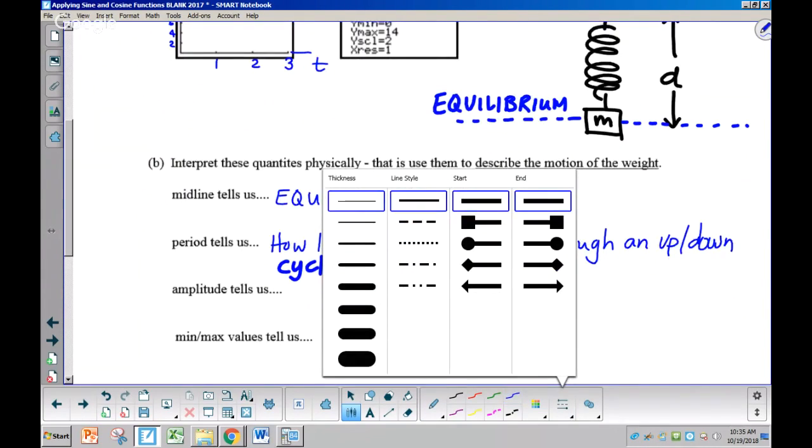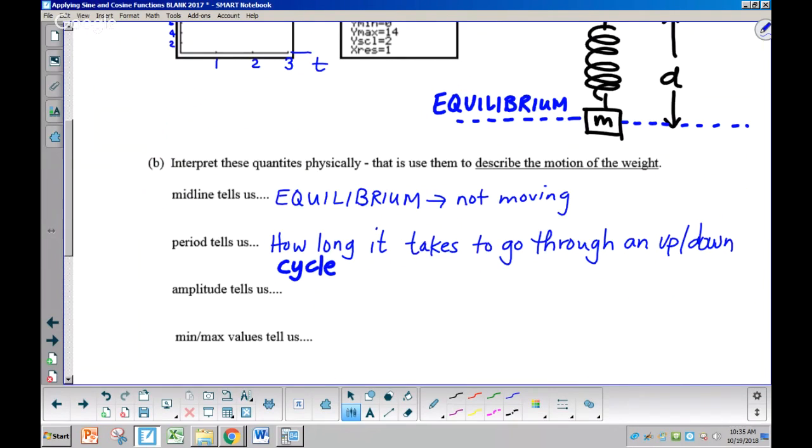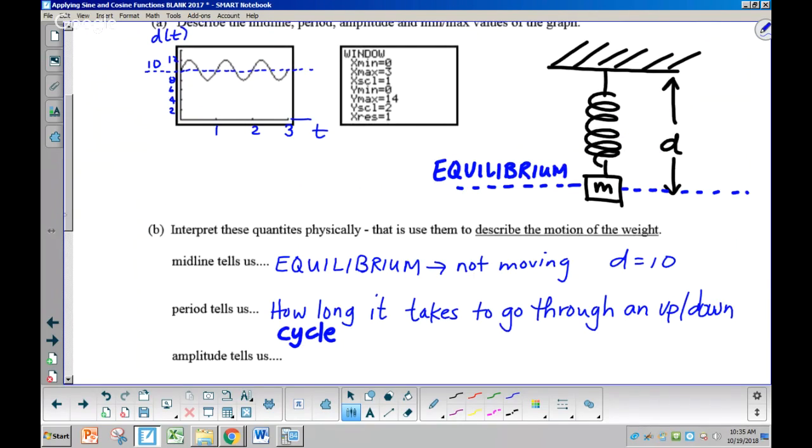So let's go back to what the midline says. The midline says it's equilibrium and it's not moving. In this case, equilibrium is d equals 10. The period tells us how long it takes to go through an up-down cycle. Mercifully, I was able to spell it. Okay, up-down cycle, and that's going to be the period here. What is the time it takes to go? Yes, it's 1 second here. Everybody follow? Because I disturbed it by pulling it down, and then the distance got bigger, and then it's getting smaller, and it's going to go back.